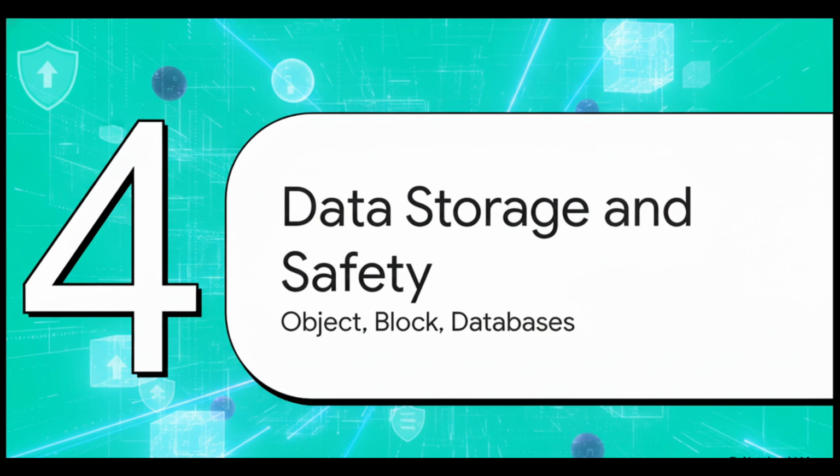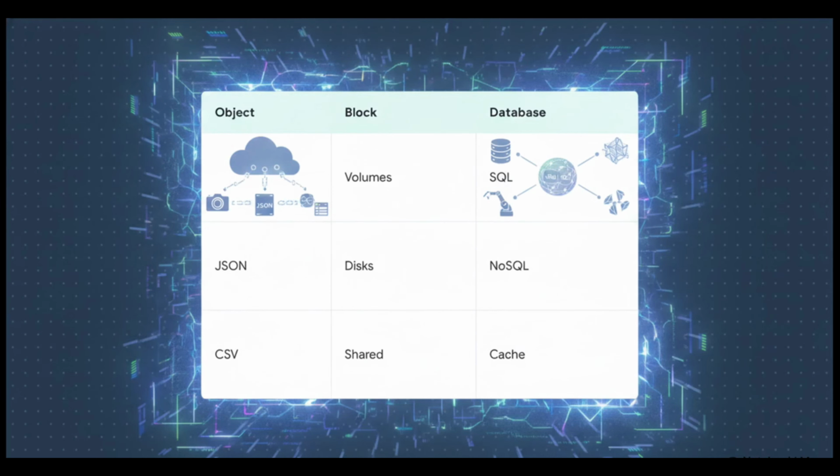Let's move to Section 4, Data Storage and Safety. The somewhat overwhelming world of cloud storage really just breaks down neatly into three main pillars. First, object storage. This is basically your general-purpose dumping ground for media files, JSON configs, or CSVs. Next, you have block storage. Think of these as virtual hard drives or volumes that you attach directly to your compute instances, perfect for heavy processing jobs. And finally, databases. This covers everything from your traditional relational SQL databases to flexible NoSQL document stores and even lightning-fast in-memory cache solutions.